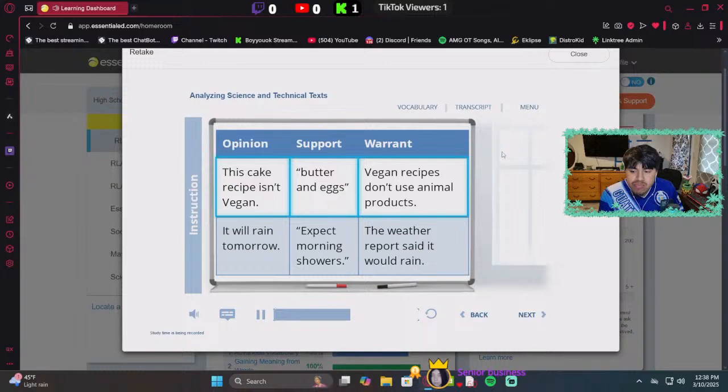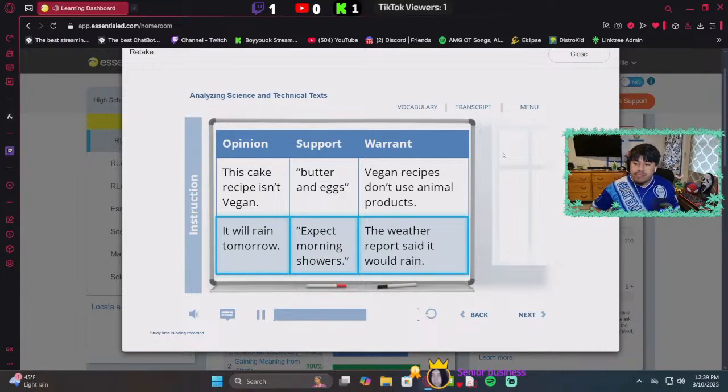What about the weather forecast? That's pretty straightforward. The reader's opinion that it will rain tomorrow is supported by the weather forecast. The weather report said it would rain, and so the reader thinks it will rain. That's the warrant. The weather report supports the idea that it will rain tomorrow.